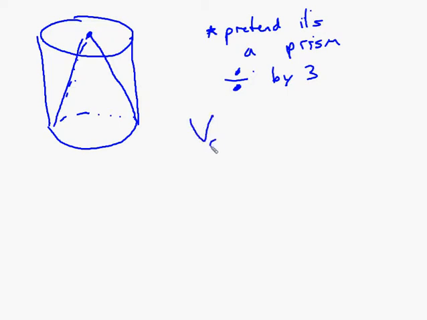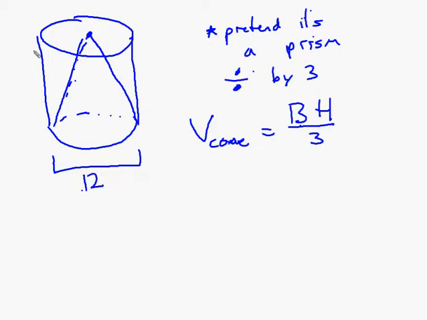So the volume of any cone, even if it is a pyramid, is big B, big H. So it's the same as a prism, but then I divide by 3. So let's do this cylinder. So let's say this cylinder has a diameter of 12. Let's say it has a height of 20. So make sure your calculators are handy. So volume of a cone is going to be the volume of this prism. I'm going to pretend it's a cylinder.